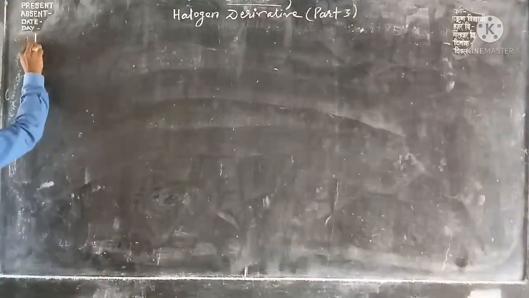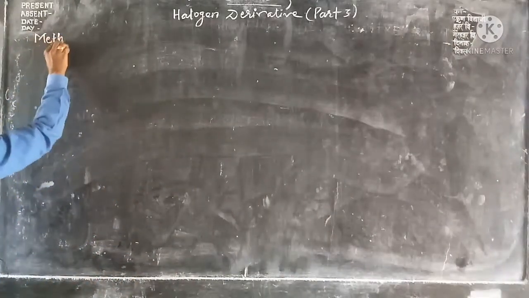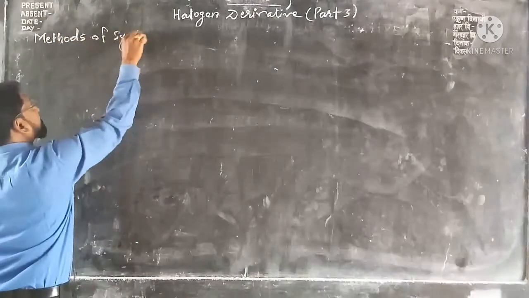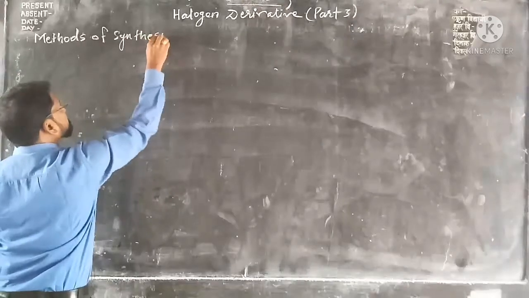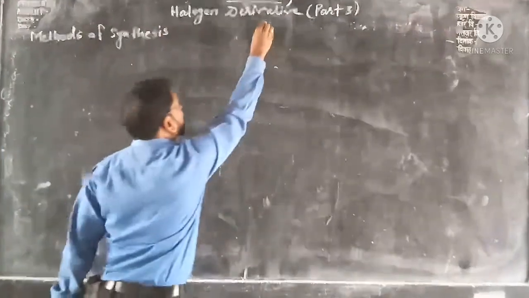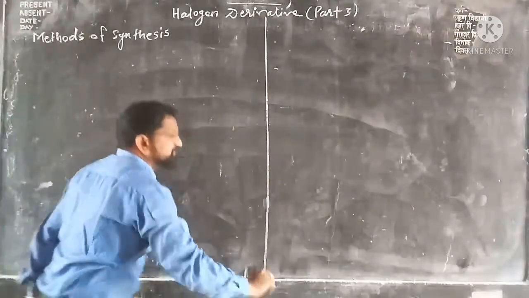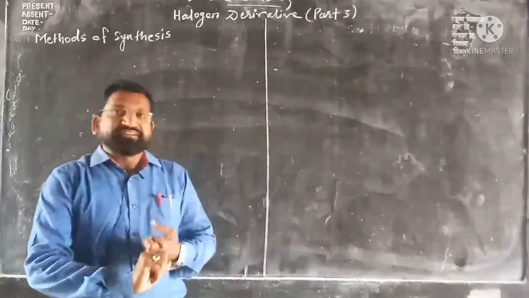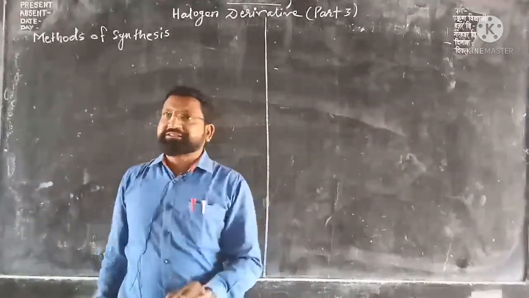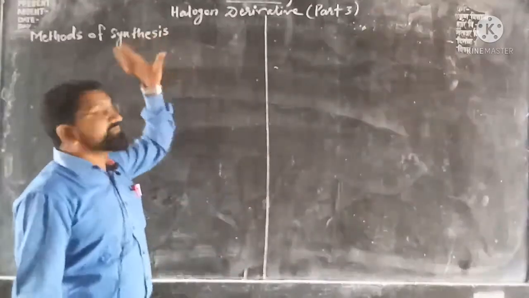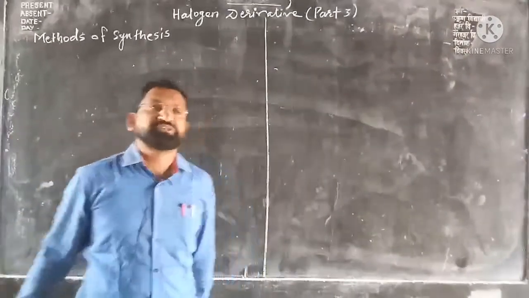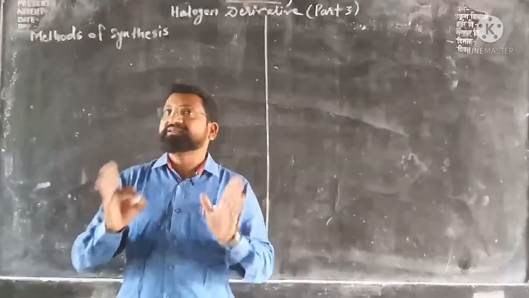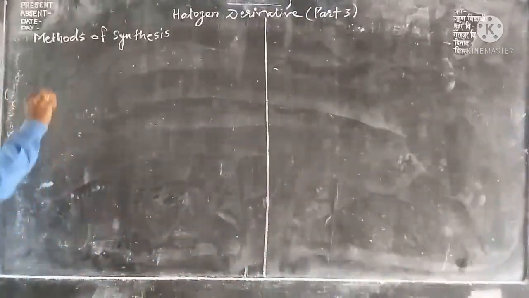Listen to what I am saying. Methods of preparation, you can call it synthesis. Everybody knows that in organic chemistry synthesis is very important. Basically the starting point is the introduction, followed by nomenclature, and after that we have to see synthesis, that is the methods of preparation. Here, remember our agenda is to prepare alkyl halides. So let's do it.